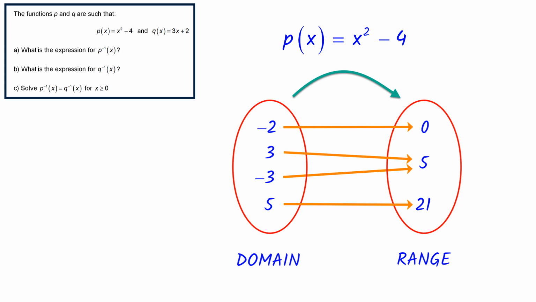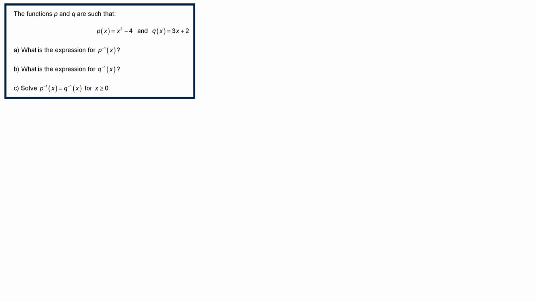So the function p(x) takes a value of x from the domain and produces a value in the range. Notice how both the 3 and the minus 3 in the domain of this function produce the same value of 5 in the range. This means this function is called a many-to-one function. A function where only one value of the domain maps to one value of the range is called a one-to-one function.